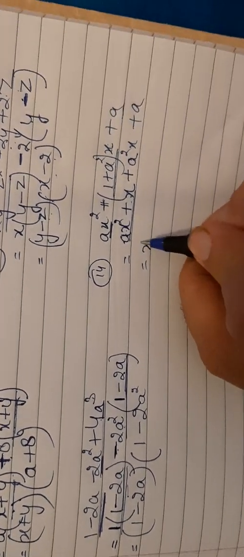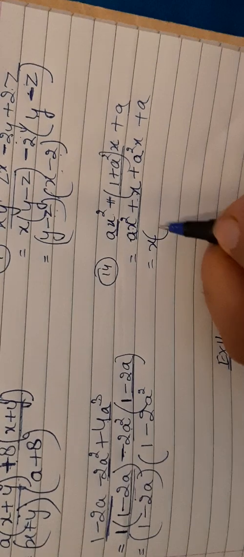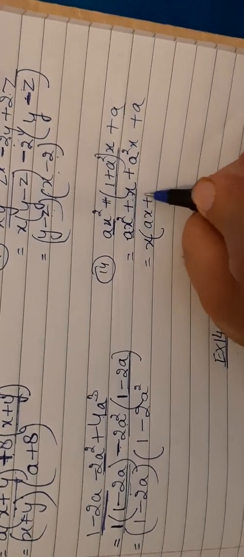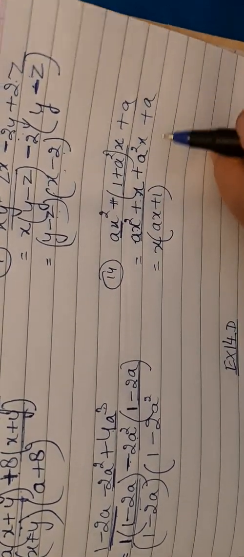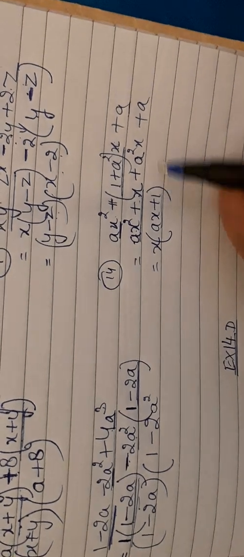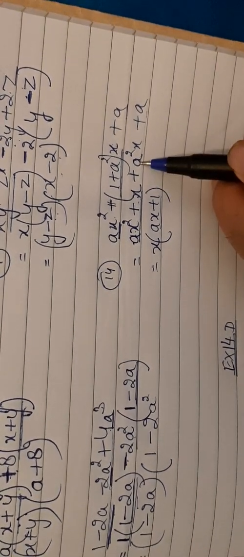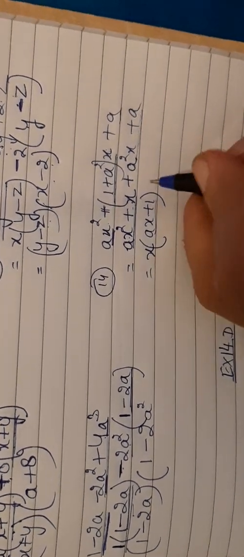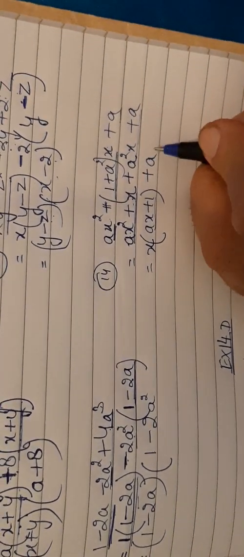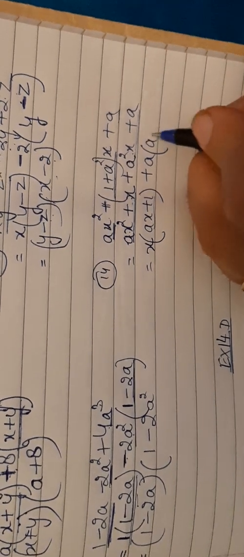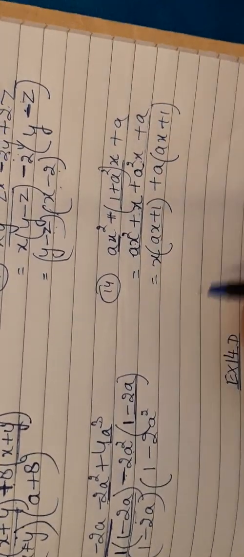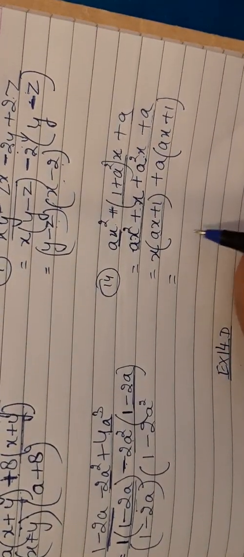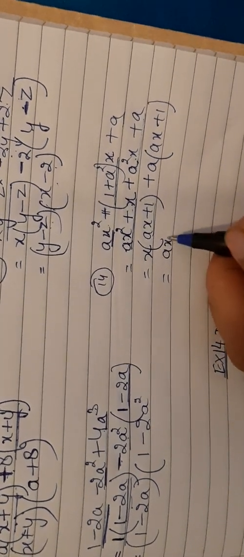We can take x common, and you will be left with ax plus 1. Again I need ax plus 1 for the next 2 terms. What is common between these 2 terms? a is common, plus a, and you will be left with ax plus 1. Now take ax plus 1.